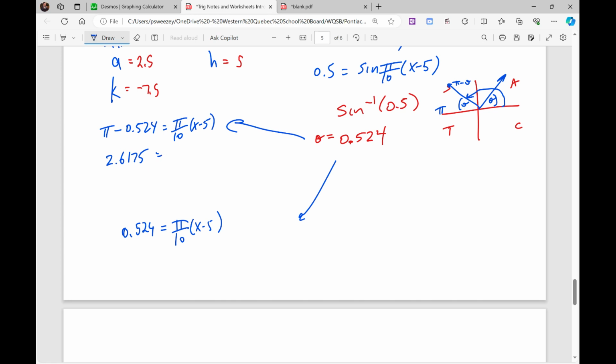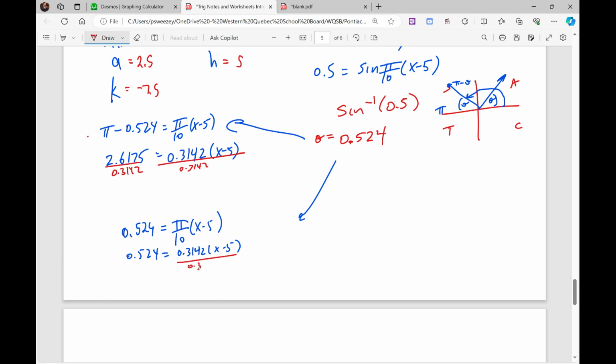And then pi divided by 10 is 0.3142 times x minus 5. And same thing for this guy here. 0.524 is equal to 0.3142 times x minus 5. And then now we're just going to divide. This is just algebra.